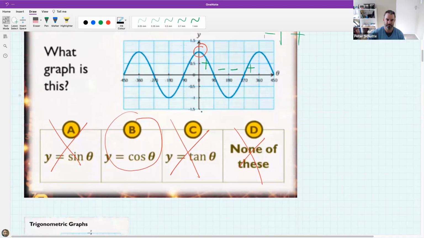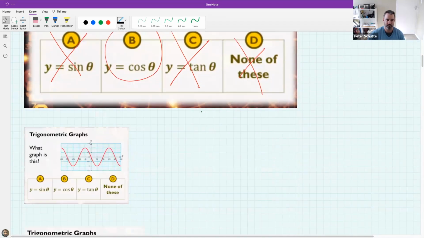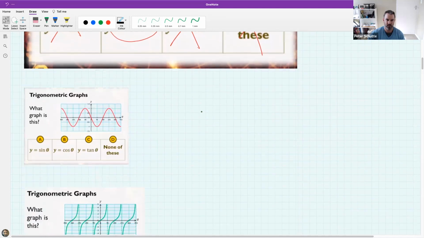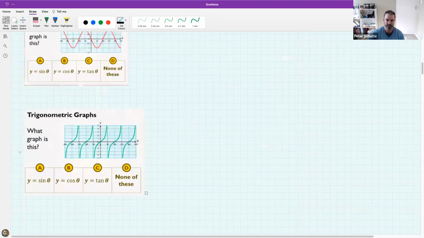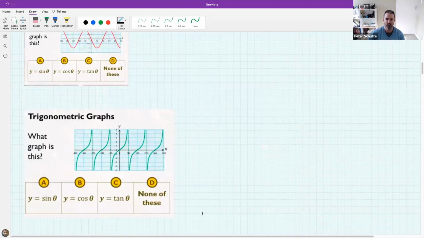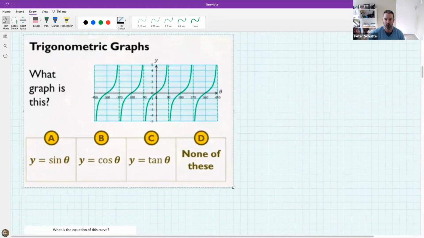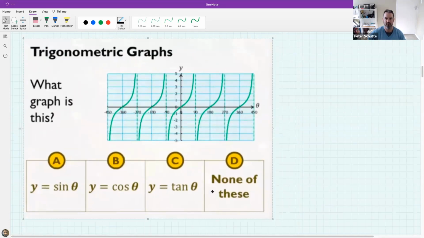Okay, let's do another one. Let's do this one. What type of trig graph is this? Is it A, B, C, or D? Okay, everyone is getting this super, super quick. And so this is a tan graph.